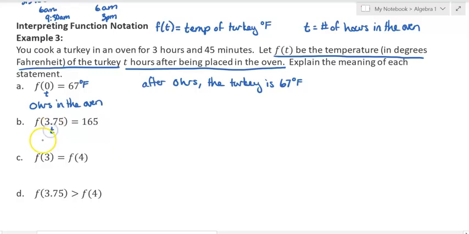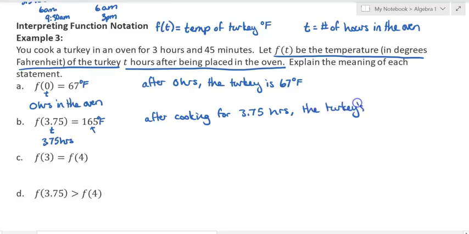So this once again is t. So that means 3.75 hours after being cooked. Then the 165 is degrees Fahrenheit. So after cooking for 3.75 hours, the turkey's temperature is 165 degrees Fahrenheit. All right, this means after cooking for 3 hours.